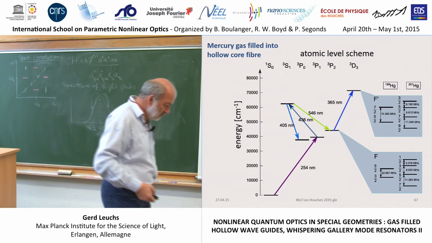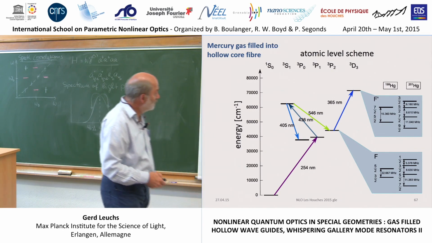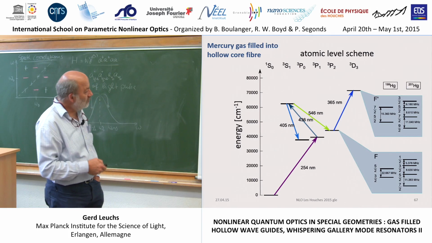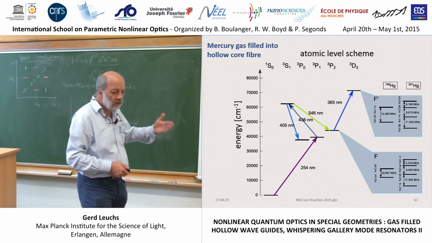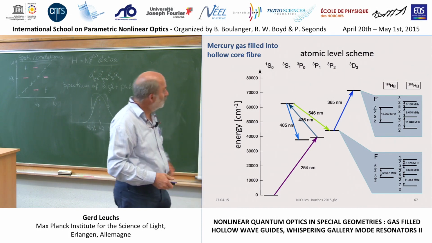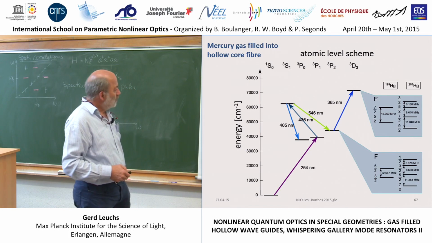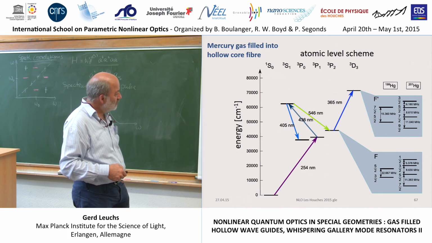It's nicer to have the transition in the visible, but this is not so bad. At least in the UV, the air is still transparent. As you go below 200 nanometers, the air is not transparent anymore. Then you have to evacuate, and then it's getting more complex. It's kind of difficult to do these experiments at these very short wavelengths.